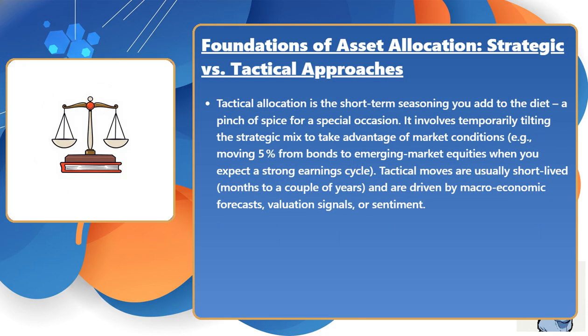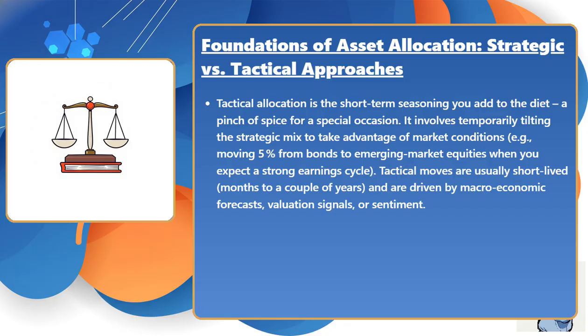Tactical allocation is the short-term seasoning you add to the diet, a pinch of spice for a special occasion. It involves temporarily tilting the strategic mix to take advantage of market conditions, for example, moving 5% from bonds to emerging market equities when you expect a strong earnings cycle.